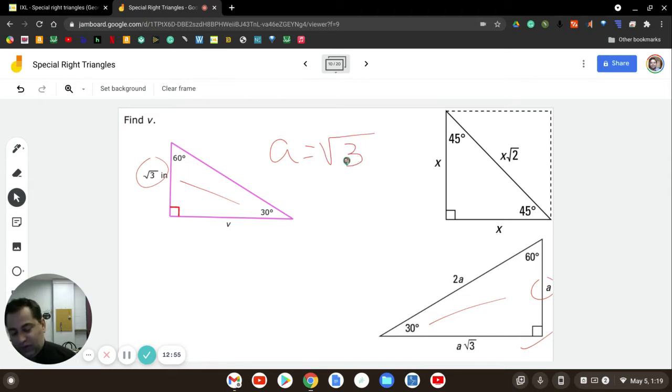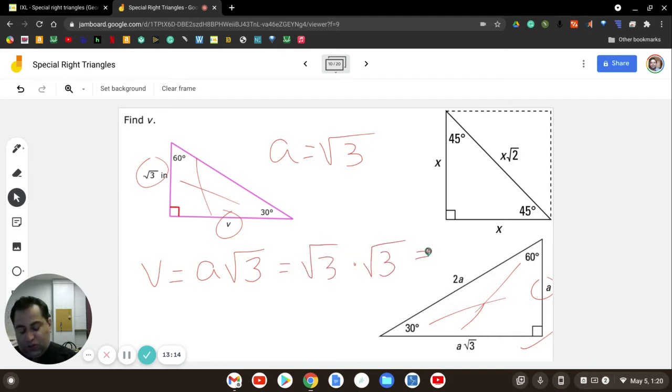I look back to see what I'm going to find, and I want to find v. V is opposite 60 degrees. So opposite 60 degrees is a square root of 3. So v is equal to a square root of 3. I know that a is the square root of 3, so I need to do the square root of 3 times the square root of 3, which is equal to the square root of 9, which we know is also equal to 3.